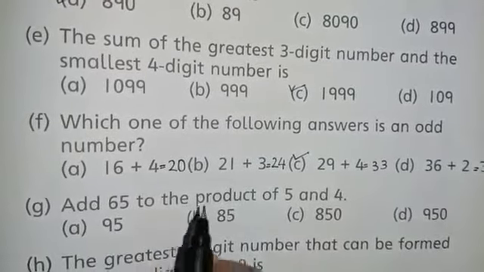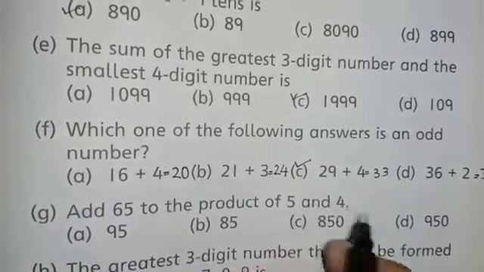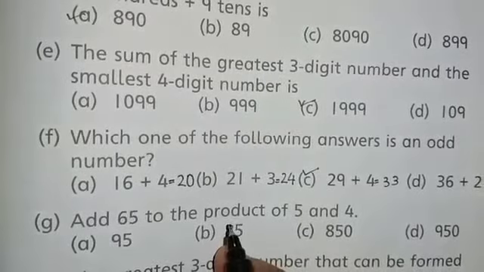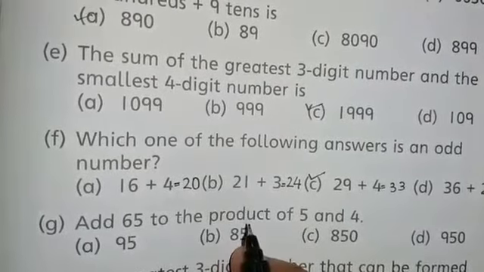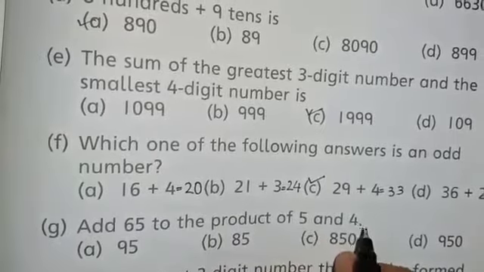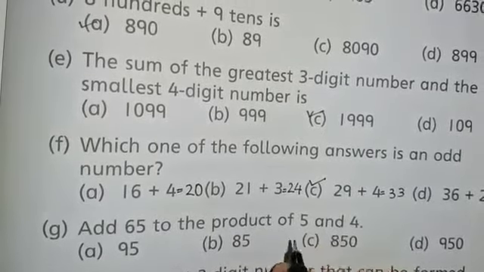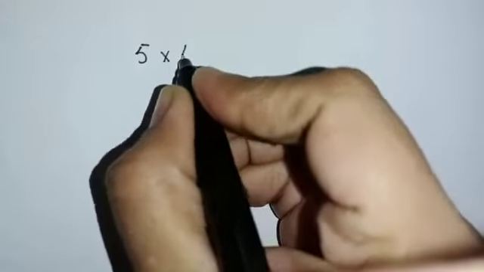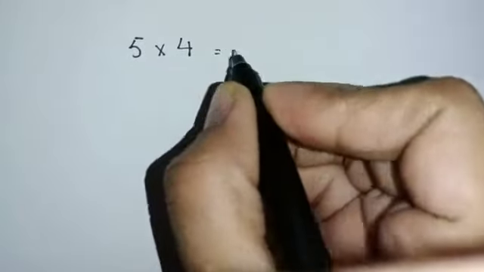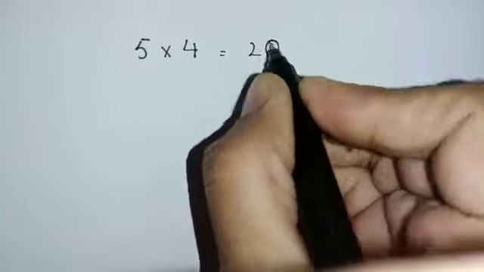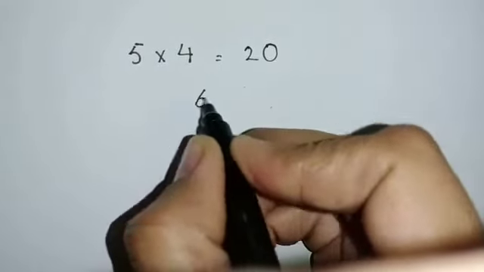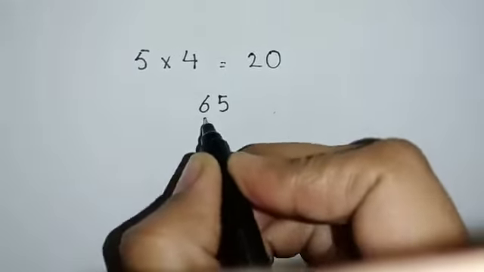Add 65 to the product of 5 and 4. Students, what is the meaning of product? It's multiplication. Product means we multiply 5 and 4. 5 fours are 20. Now we will add 65 to it. It's 65 plus 20.